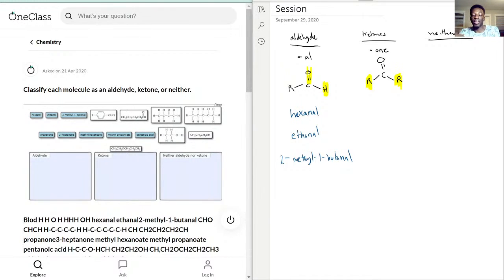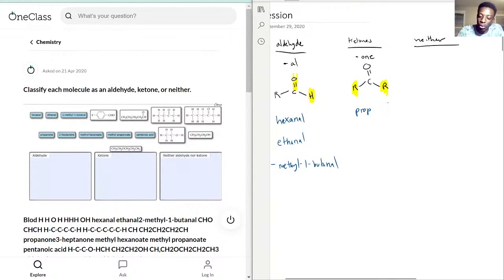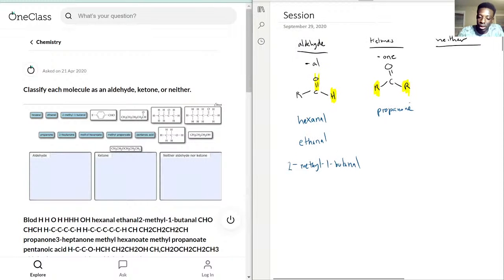Let's just go through the names first, because I do feel like that one's a little bit easier to grasp, because it kind of just tells you the answer right in its name. Propanone, another example of using its name, ends with ONE, so that would be a ketone right there. And heptanone, well, 3-heptanone, same thing, ends with an ONE. All right, so we have that. And methyl hexanoate, that one doesn't end with an Al or ONE, so we can put that safely in neither.